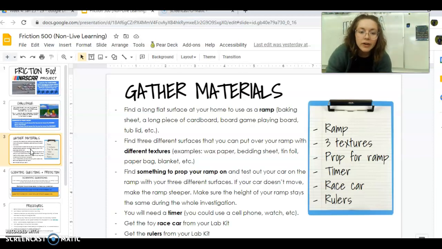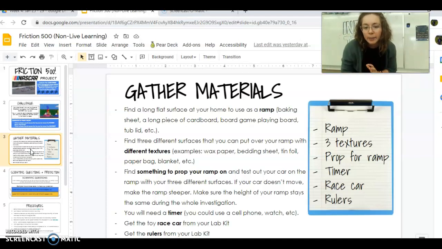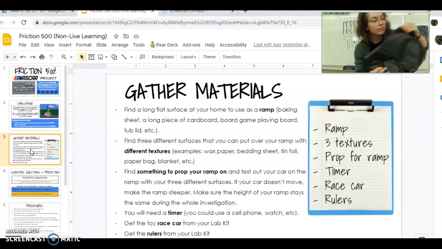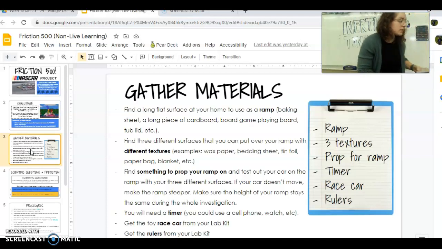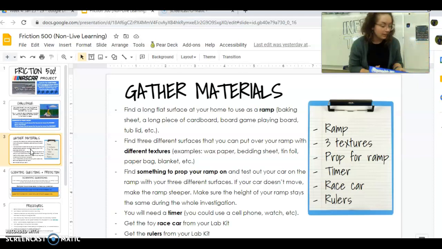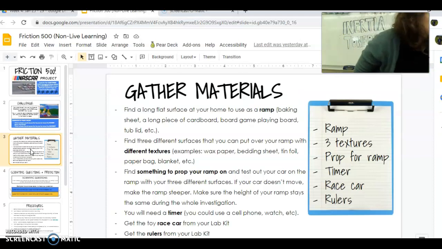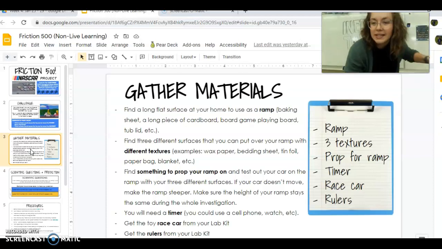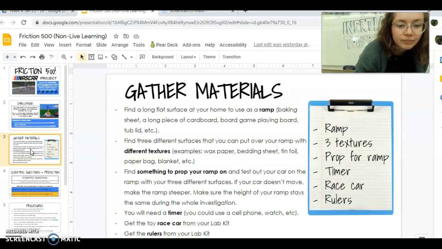The next thing that you want to find are 3 different surfaces that you can put over this ramp. Some examples include wax paper, maybe a sheet, tinfoil, a paper bag, a blanket. What I'm going to use is a really long trash bag. I found some tinfoil. And then lastly, I have a really gigantic roll of paper towels. So I'm going to see how those surfaces affect my race.